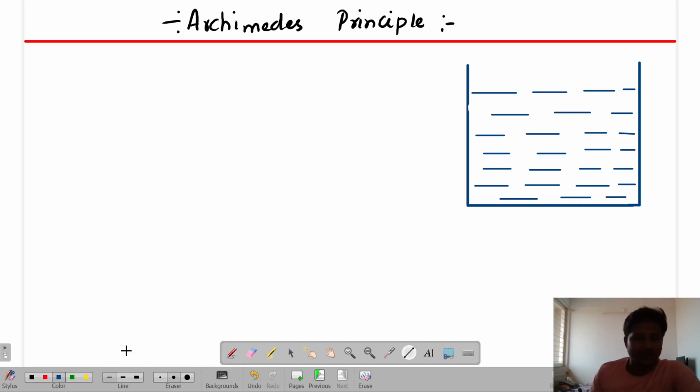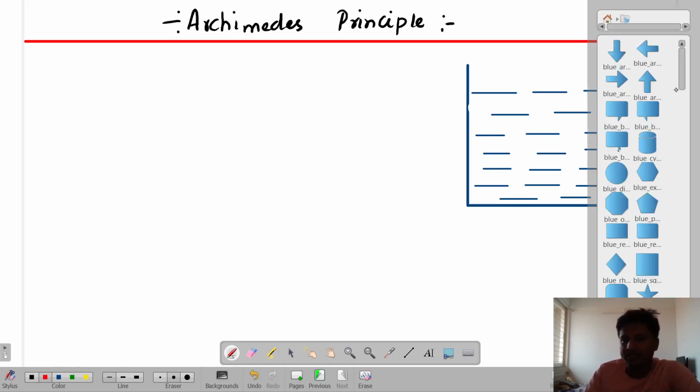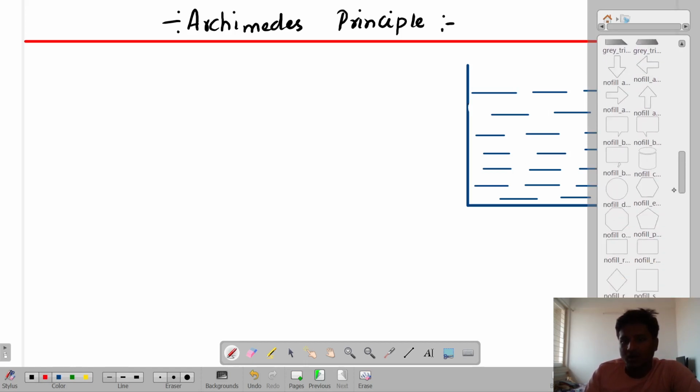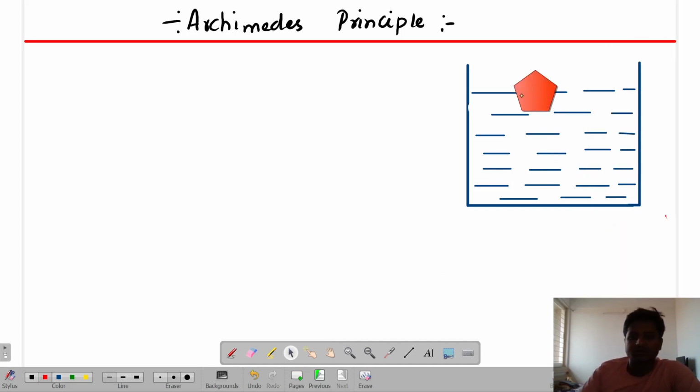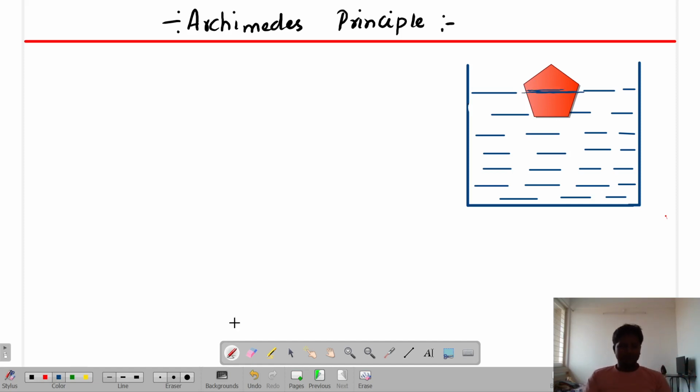Is that clear? So what he told: let's suppose there is a body, any kind of random body, random shape. Let's just take this random shape. This is the body which is immersed. Now you see that it's not fully immersed. Some of the volume is still left out, isn't it? This is the volume which is immersed inside the water. Are you able to get me or not?